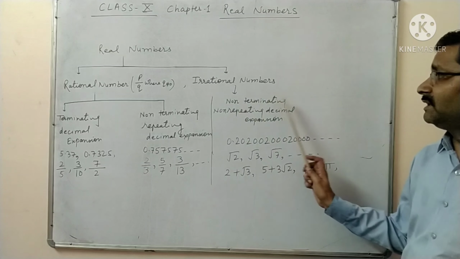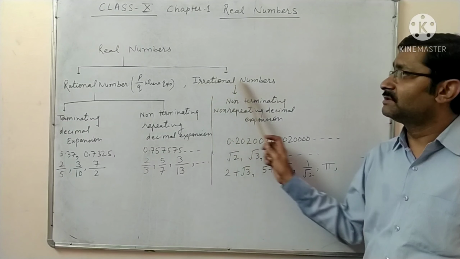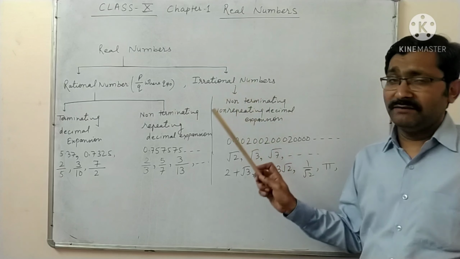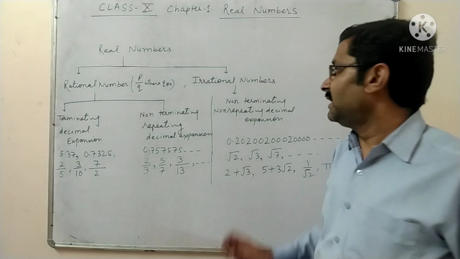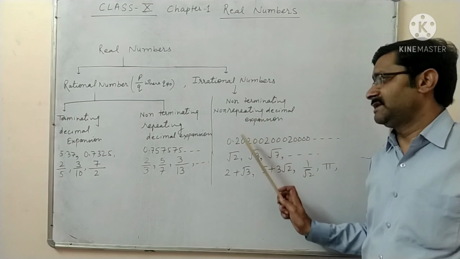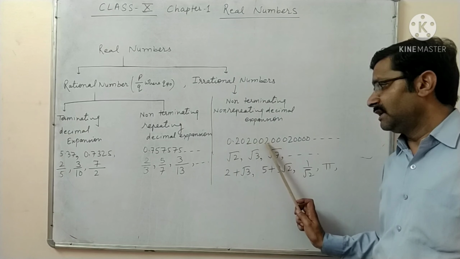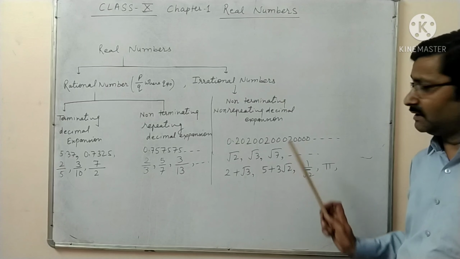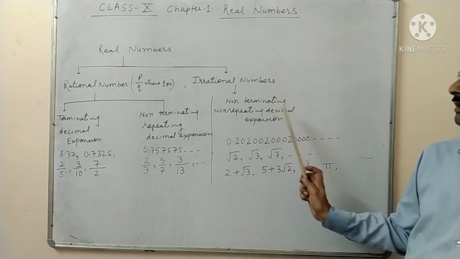Next is non-terminating non-repeating decimal expansion. This format is called an irrational number. When we change an irrational number into decimal expansion, the decimal expansion will be non-terminating non-repeating. You can check here, we have 2, 0, then 2, and 2, 0, then 2 and 3, 0, and 2 and then 4, 0, means again we get 2. So this is a non-terminating and non-repeating decimal.